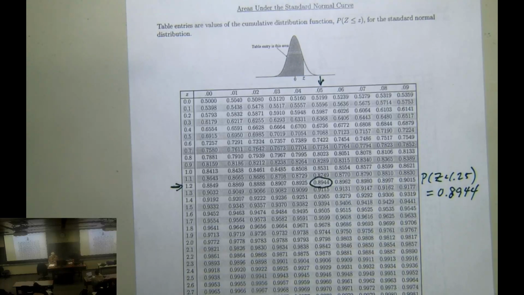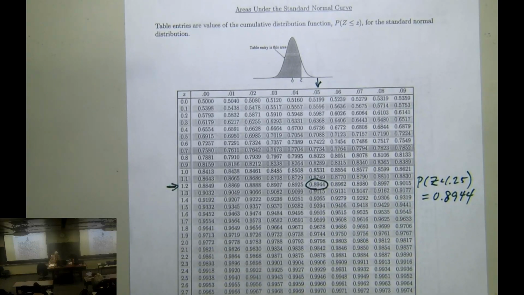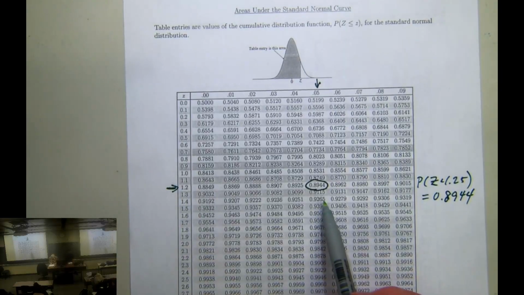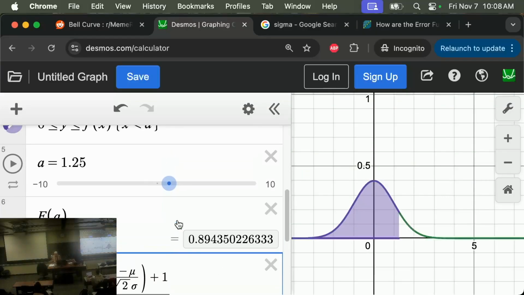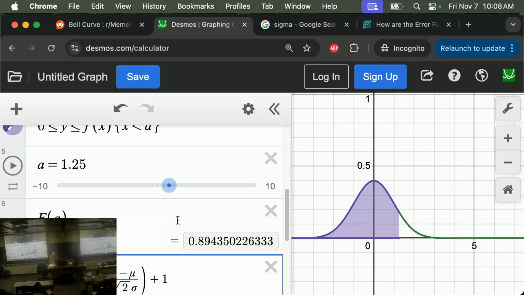What did you get, by the way? You got 0.894 before? 0.8944 was the probability z is less than 1.25. Okay, I'm going to draw that one out in a moment, but I'm going to come back to this after I do the next one. I want to do the next one first.